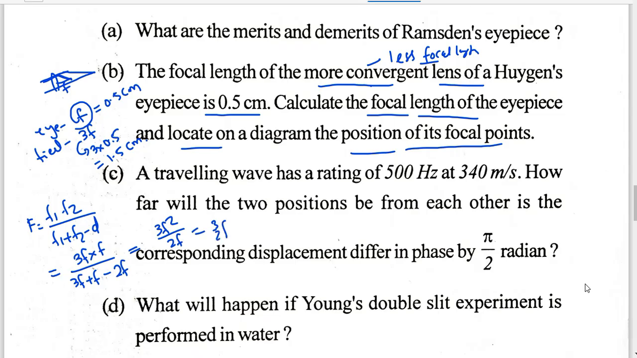That is equal to 3 by 2 f. 3 by 2. What is f? f is 0.5. So that is equal to 3 by 2, 3 by 2 into 0.5, which is 3 by 4 centimeter, or 0.75 centimeter. Okay, this is the answer.